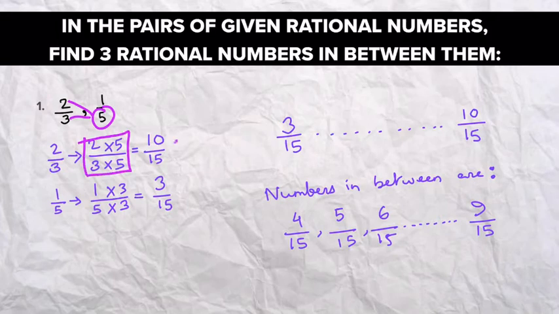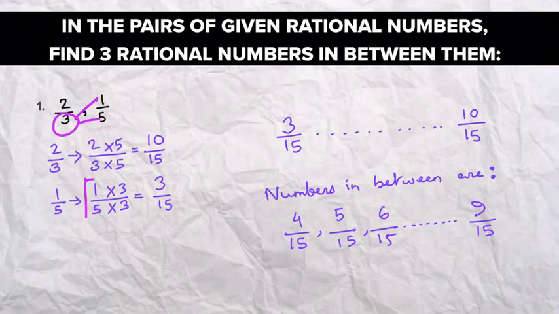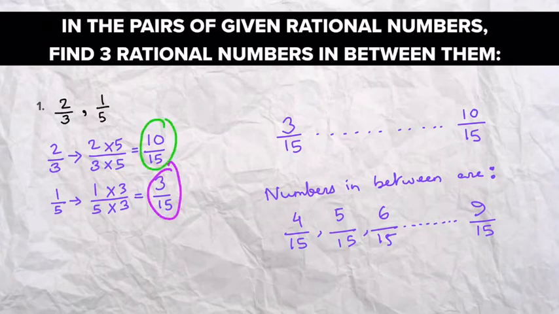First rational number becomes 10 by 15. The second step will multiply 3 with 1 and 5 and we get this step. So the second rational number becomes 3 by 15. Now as you can see, we have one rational number which is 3 by 15, another rational number which is 10 by 15. इसमें से बड़ा कौन है? 3 by 15 और 10 by 15 में से? Obviously 10 by 15 is bigger than 3 by 15. So 3 by 15 is smaller and 10 by 15 is bigger.